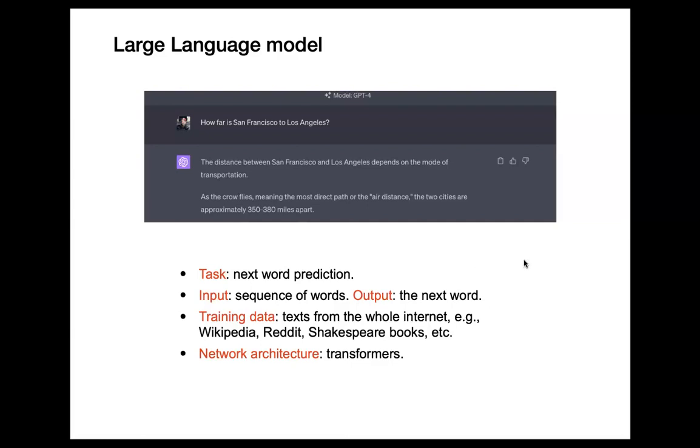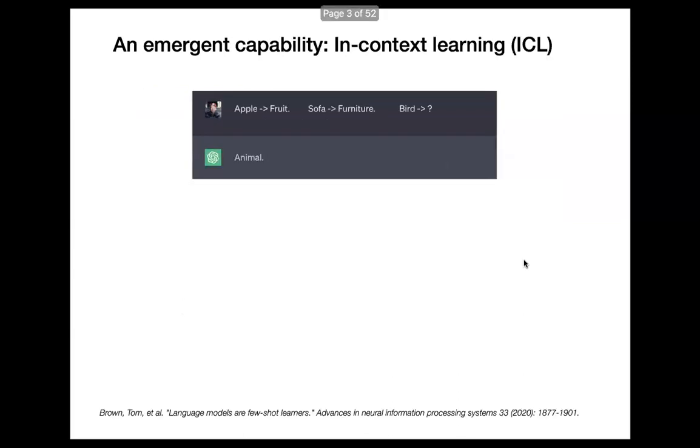Okay. So nowadays, researchers have scaled up this language model to a large number of parameters, and people figure out that these large language models exhibit some very interesting emergent capability. And one interesting emergent capability of this ChatGPT is called in-context learning. So here I give an example of in-context learning.